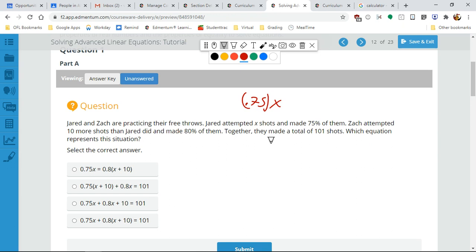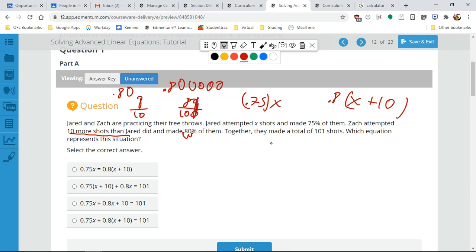Zach attempted 10 more shots than Jared. So in other words, Zach did X plus 10 shots and made 80%. So we're going to multiply this by 0.8. You can think of it as 0.80 if you want, because if you move it over, it's technically 0.80. But zeros over here don't mean much. Think of it this way: 0.8 is 8 in the tenths place, and 0.80 is 80 in the hundredths place. You can just cancel out the zeros and you have the same thing.